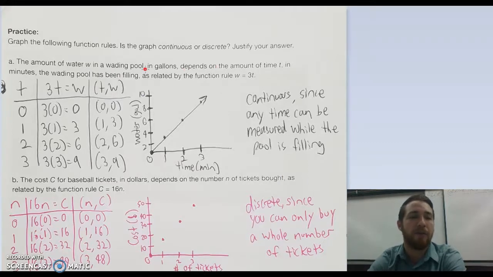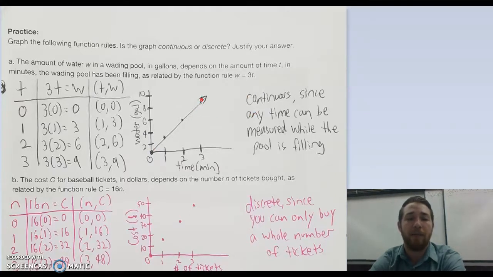So in our first example, the amount of water in a wading pool in gallons depends on the amount of time t, in minutes, the wading pool has been filling, as related by this function rule w equals 3t. So again, as long as I have my table of values, I just use some non-negative numbers. So again, time can't be negative, so as long as I choose some values for the time, I can substitute those in and come up with some values for my graph. So if I put those values in, 0, 0, 1, 3, 2, 6, and 3, 9, I find that this graph should be continuous.